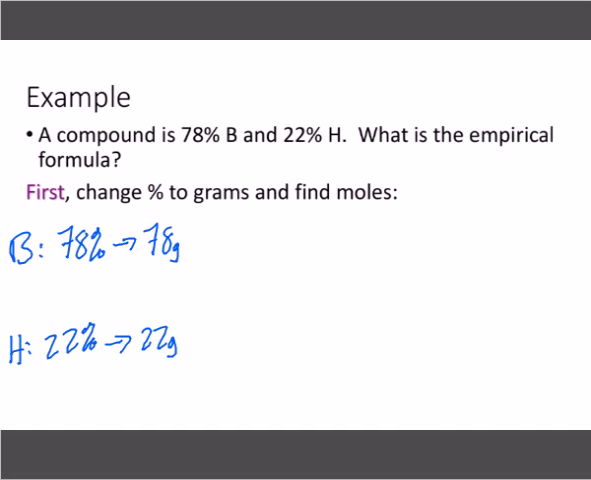Now we got to go mass to moles. How do I go from grams to moles, guys? Nope. What'd you say? Yeah, we're going to divide. Divide by what? Yeah, molar mass, right? Set up your T-chart. 1 mole is how many grams of boron, and then grams of hydrogen on the bottom as well.